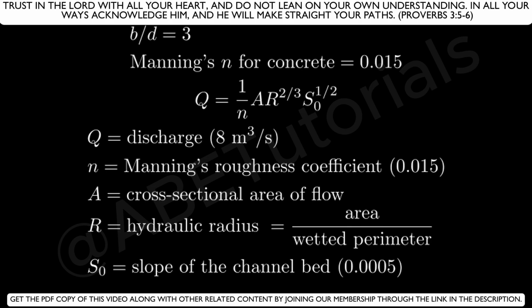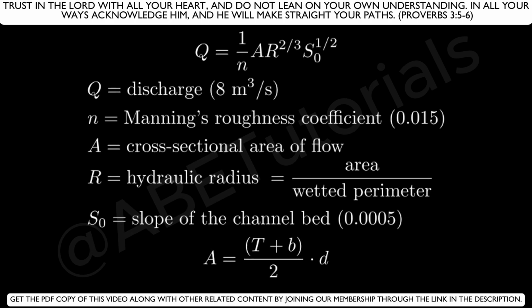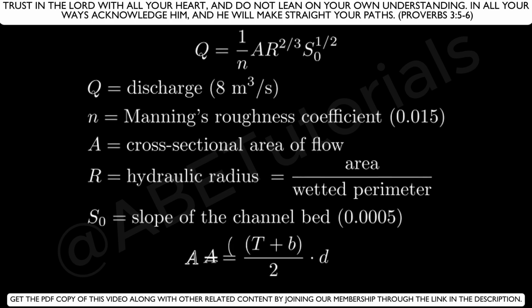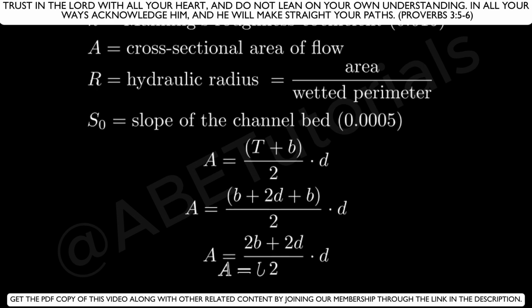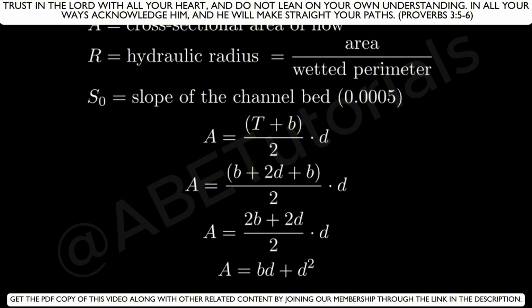For a trapezoidal channel with 1:1 side slopes, we need to express the area and wetted perimeter in terms of b and d. The area of a trapezoid is the average of the top and bottom widths multiplied by the depth. For our 1:1 slope, the top width T equals b plus 2d. So, the area equals (b plus 2d plus b) divided by 2 times d. Simplifying, A equals (2b plus 2d) divided by 2 times d, which gives us A equals b times d plus d squared.